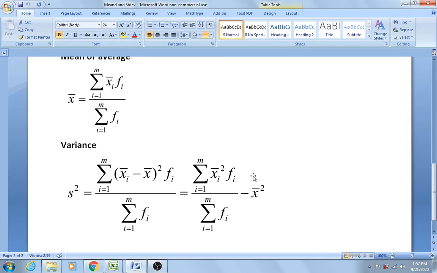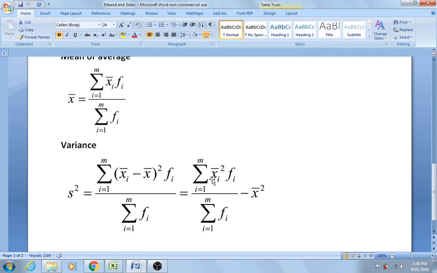Okay, now here there is an alternative formula to calculate the variance. So this is the other way to calculate the variance. It is the middle point, you square it, and then you multiply it using the frequency of the interval, and then divide it with the total frequency, and then subtract from it the square of the average or the mean. So we will use this formula and see what happened. We should get the same number.